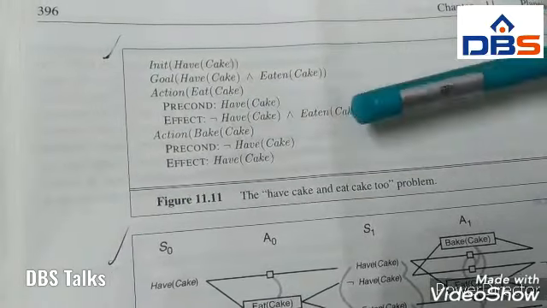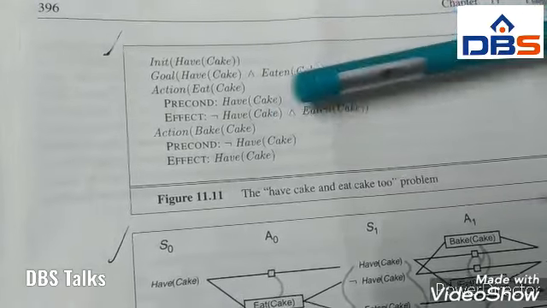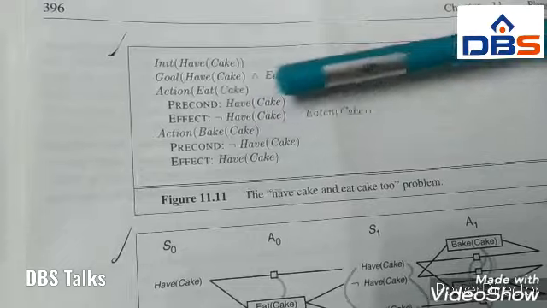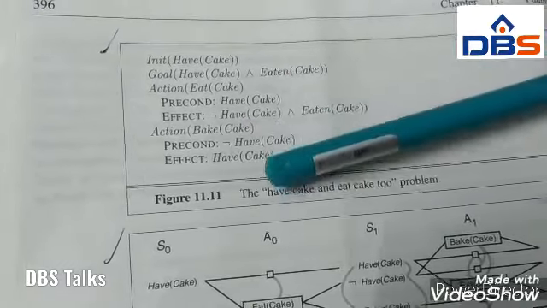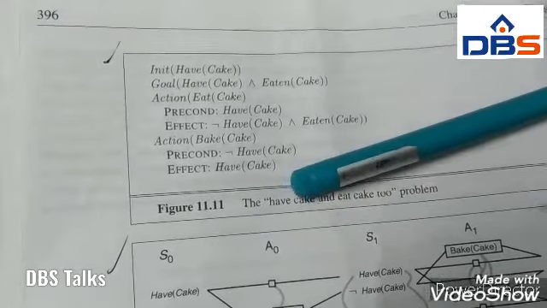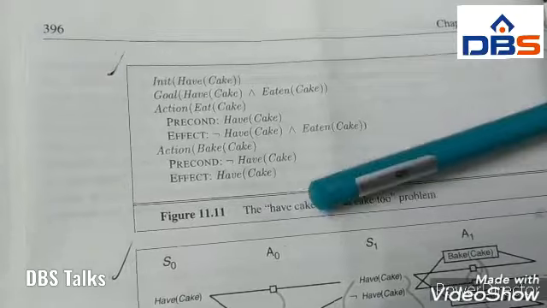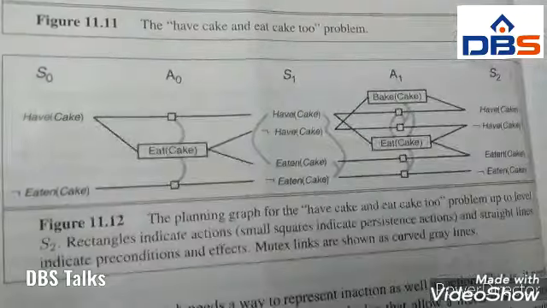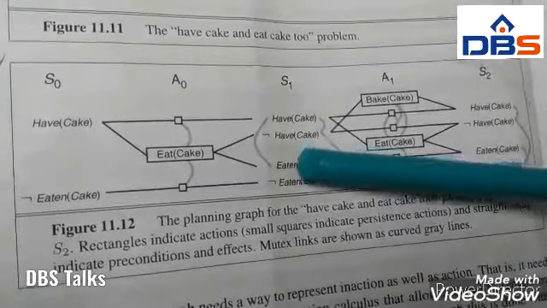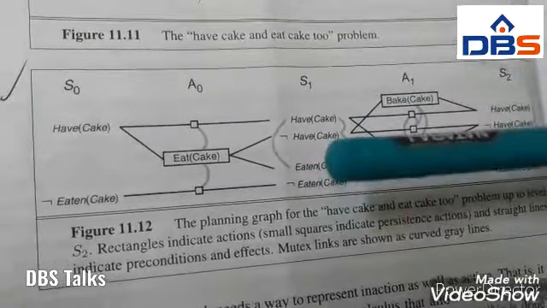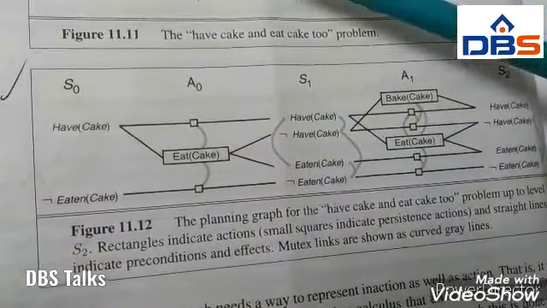Now come to the last action, which is having the cake. The precondition is that you are not having the cake, and the effect is that if the cake is not available, we can get the cake. Now that is the have of the cake. Here we are showing the planning graph for the previous STRIPS language statements.